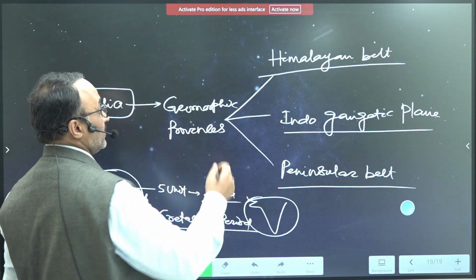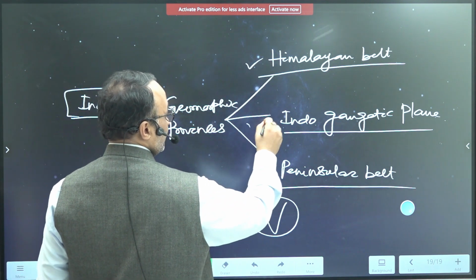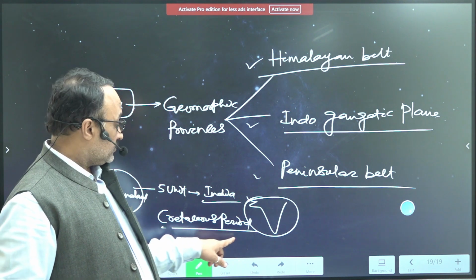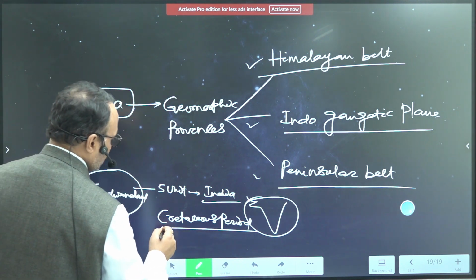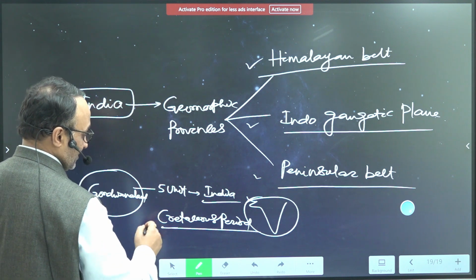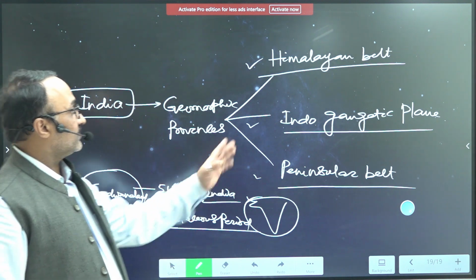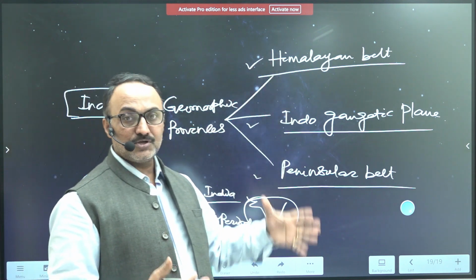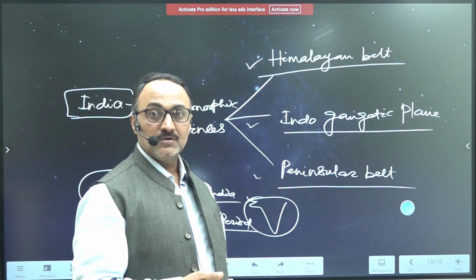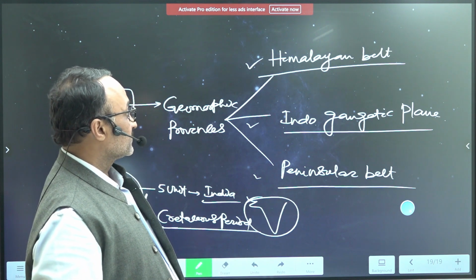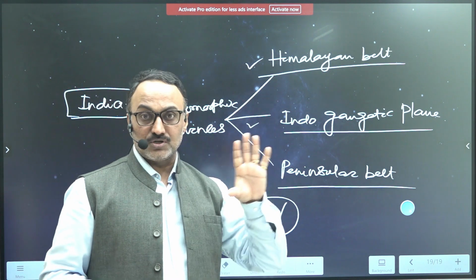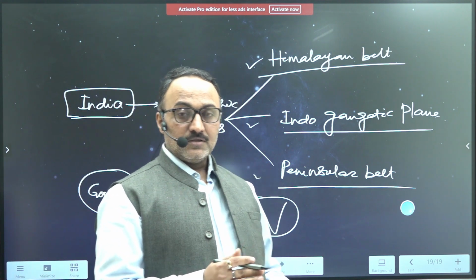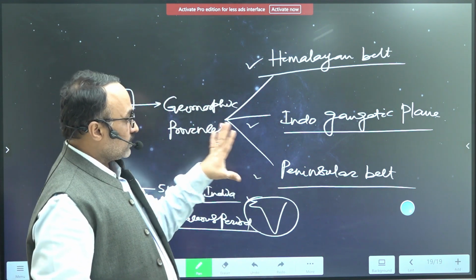Present India has the Himalayan mountain, Indo-Gangetic plain and peninsular belt. But the initial or original India created from Gondwana land did not have these two units. So now think how these two units came into existence, how they evolved with the passage of time. This is one of the most important questions that could be asked directly or indirectly in UPSC. So you have to think about it.